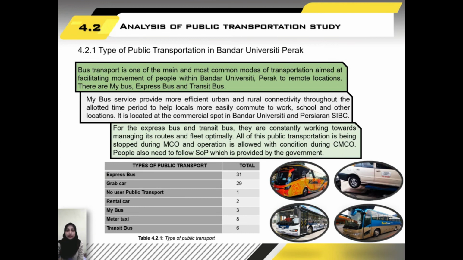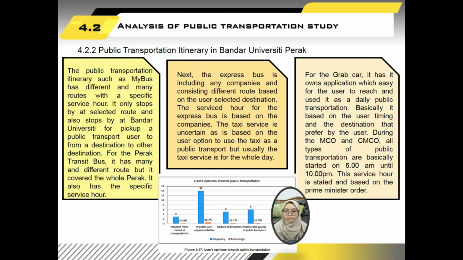So basically here is the data that we got, which is express bus with the total of 31, Perak car with the total of 29, no user of public transport with 1 user. For the rental car is 2, My Bus is 3, meter taxi is 8, and the transit bus is 6. So basically all of this data we got from the online survey.